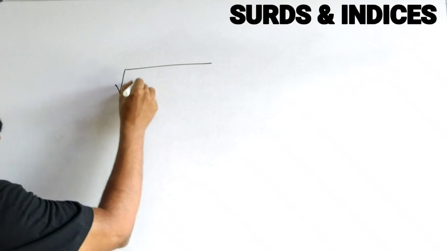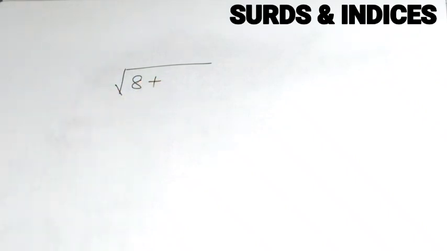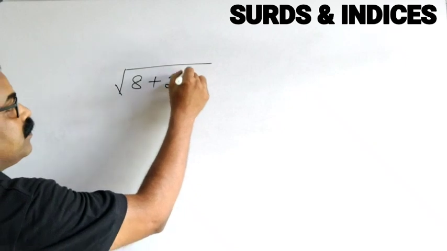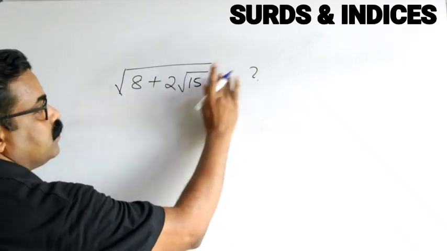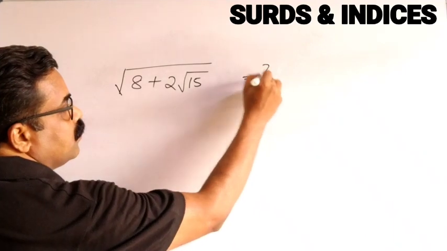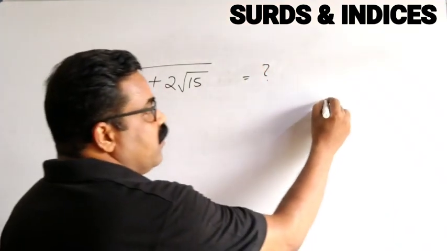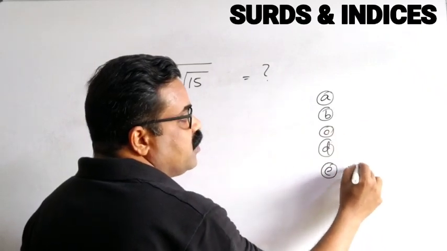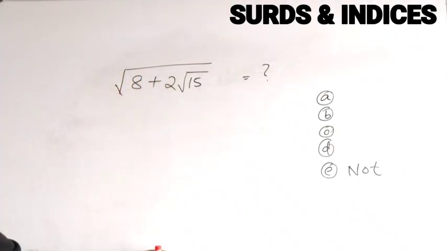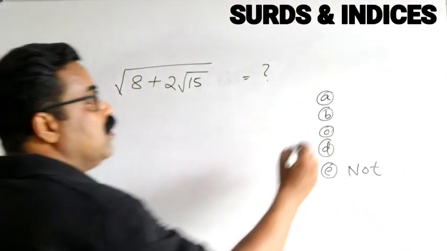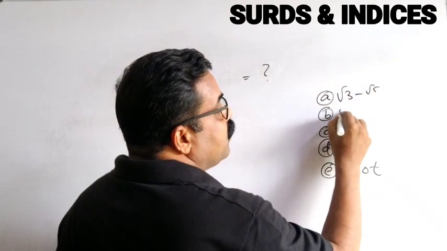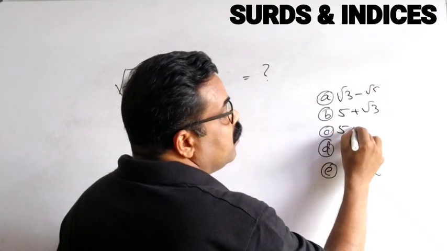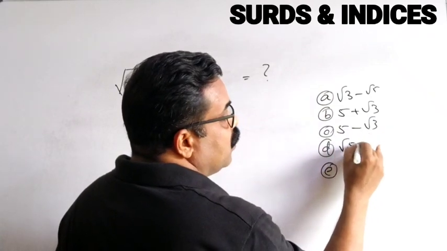So one more question like that. Root 8 plus 2 root 15 is equal to what? So now again 5 options are given. The fifth option is always none of these. And what are the options given? Root 3 minus root 5, 5 plus root 3, 5 minus root 3, root 5 plus root 3.